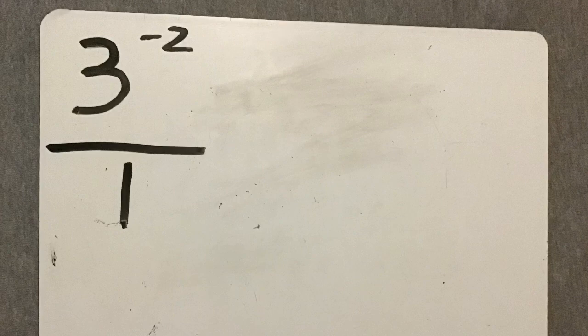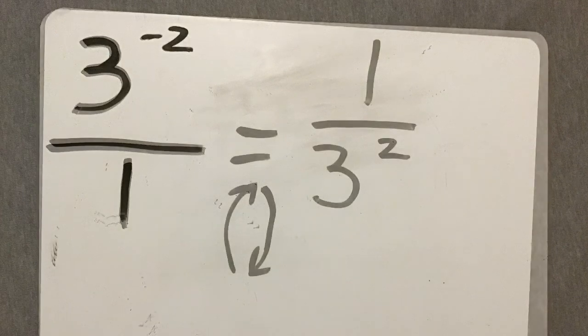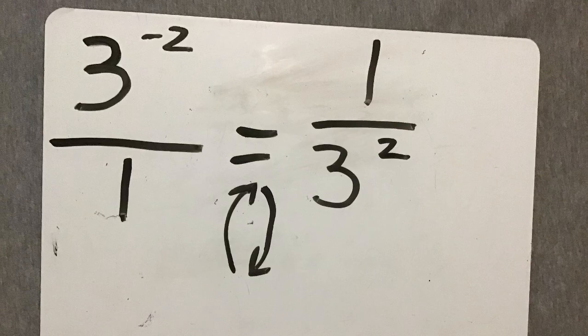Let's look at 3 to the negative 2 power again. Remember that it has an invisible 1 underneath it. So what we're doing with the negative exponent is flipping it upside down. Now the 1's on top, and the 3 with the 2 exponent is underneath.